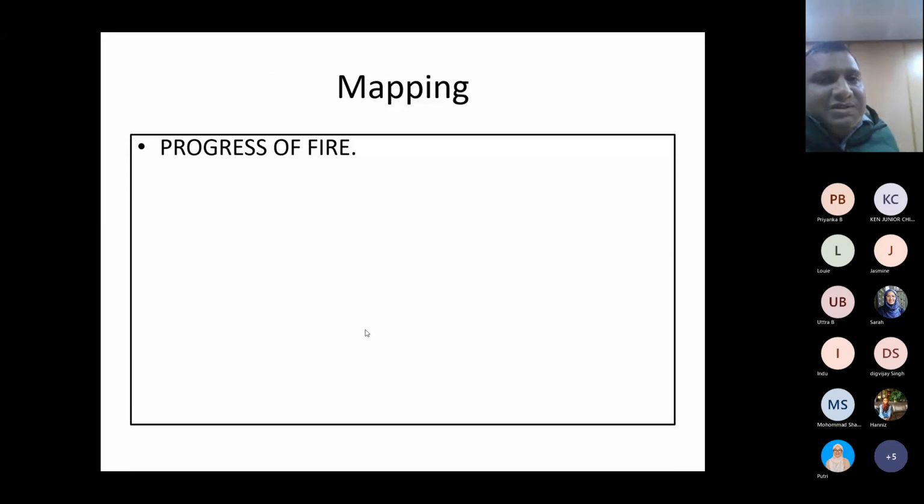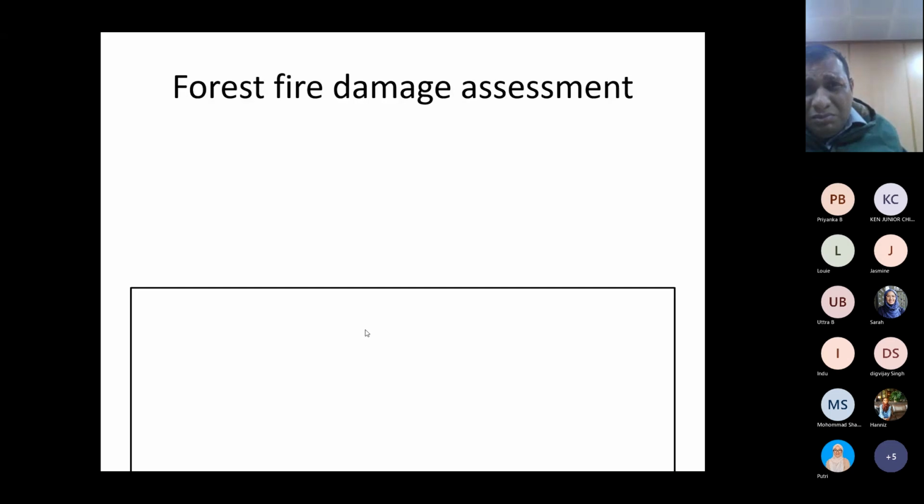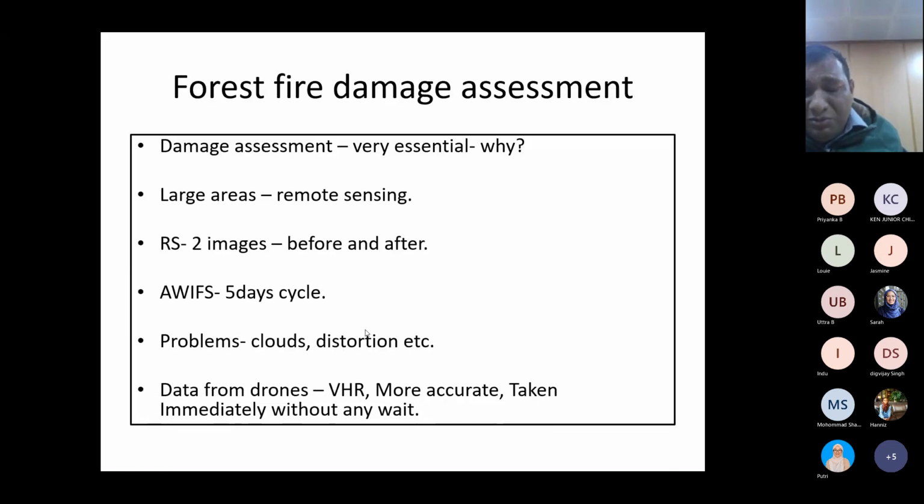Assessing the damage. This is again a very important role. As foresters, it's very important because based on this only, the further plan of action will be made. The damage assessment is very important for the insurance claim also. If somebody has lost some homes or some agricultural lands, for claiming the insurance also they need it. What happens normally is that for a proper damage assessment we need one image prior to the fire and one image after the fire.